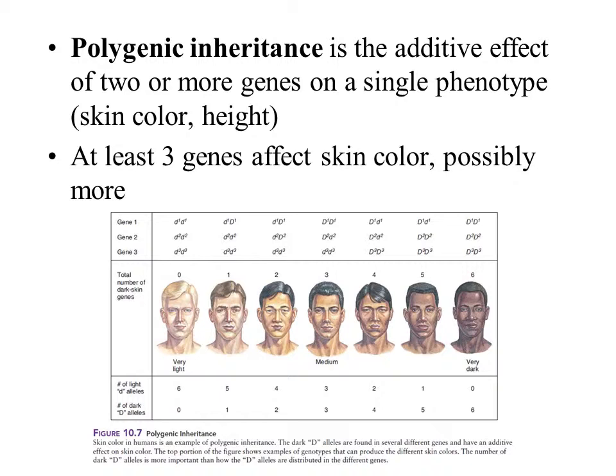The next concept we'll look at in reference to two-factor genetics is polygenic inheritance. Polygenic inheritance is the additive effect of two or more genes on a single phenotype. So previously we talked about pleiotropy. This will be the opposite of that. Polygenic inheritance is when multiple genes affect one characteristic. So at least 3 genes have been shown to affect skin color.